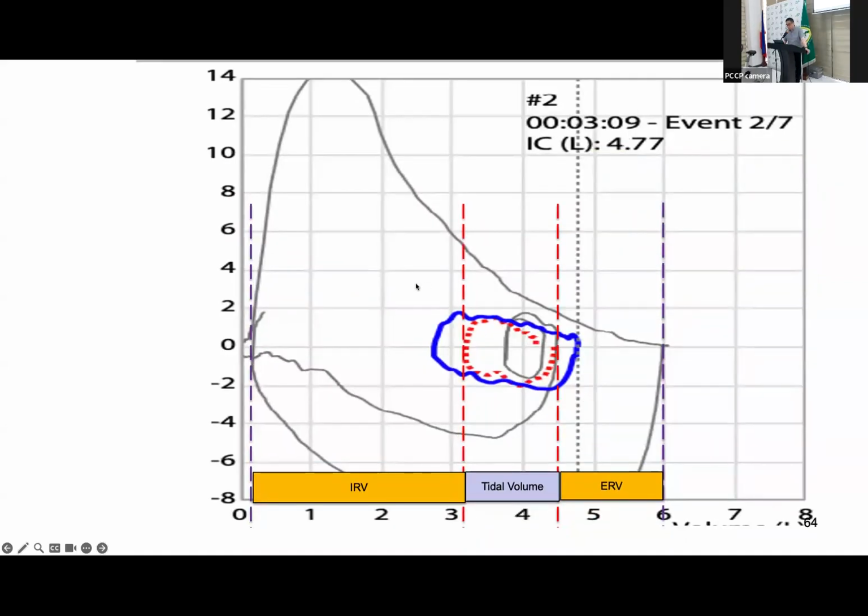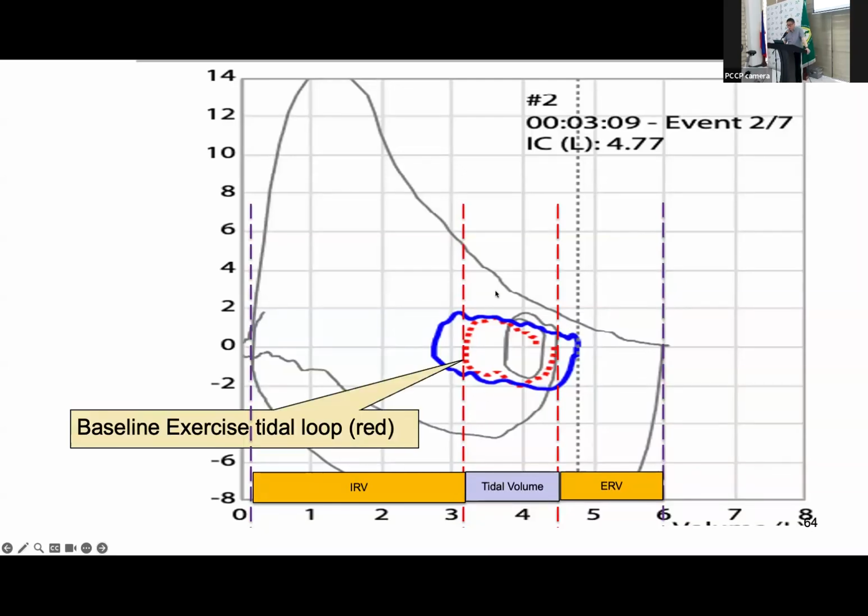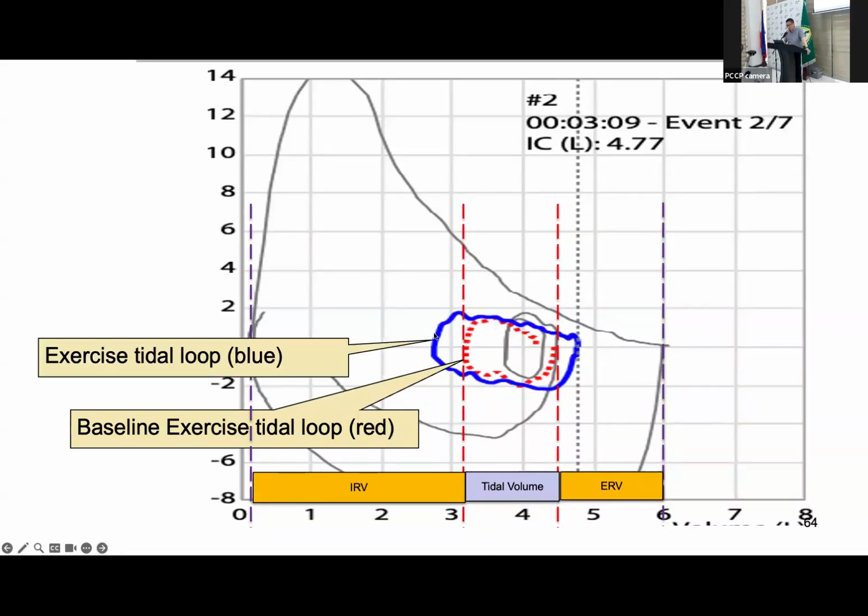Okay. So, this is the baseline. And this is what the subject is doing during exercise. So that's the normal, the one in blue. That's the pattern of normal. That's the baseline tidal loop in red, and the exercise tidal loop is in blue.